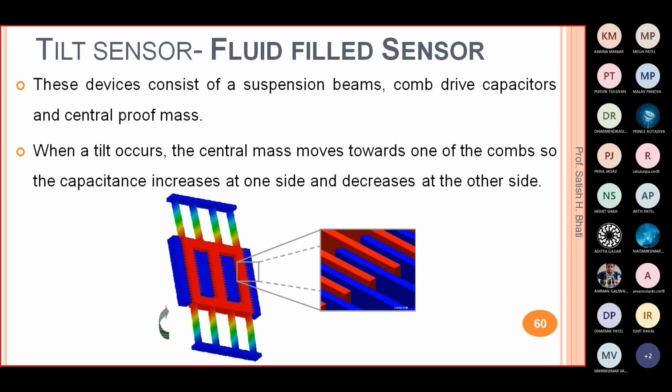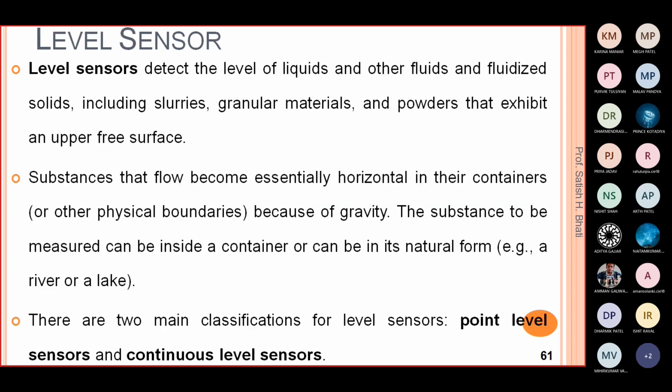So there is the fluid filled sensor, and this is capacitive type. The next one is the level sensor, that we have discussed. It's generally used to detect the level of liquid, or we can say water or some semi solid or granule materials. Sometimes you can also use a level sensor to find the level of some solids which are in the form of powder. So if you have a container, to find what amount of material is filled in that container, we'll use the level sensor.